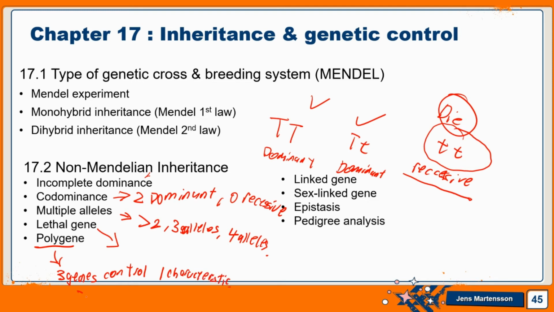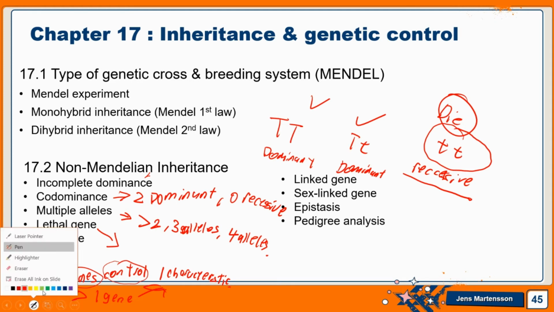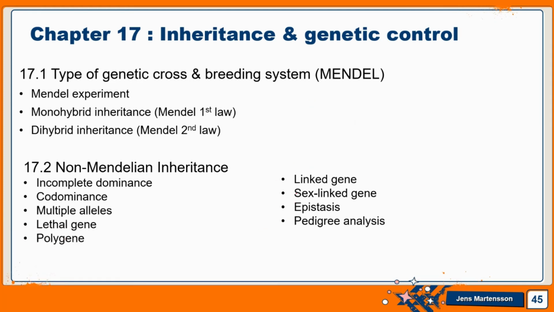More than one gene will control the characteristic of the organism. Like a human, the height of the human actually has 3 genes controlling it. These three genes control the height of the human, not only 1 gene. So this totally rejects Mendel. And another one is linked genes and sex-linked genes.